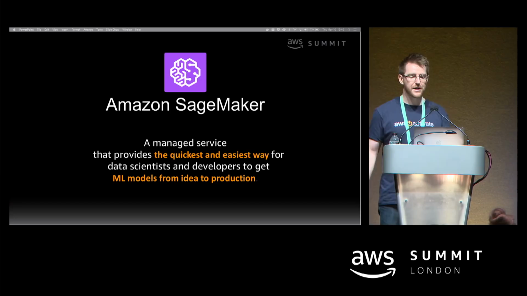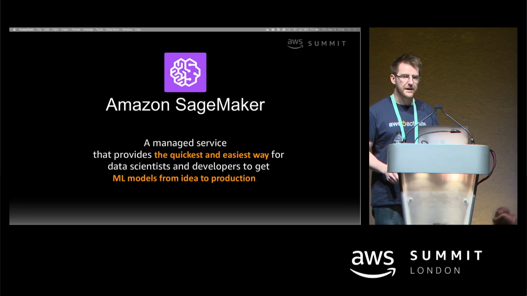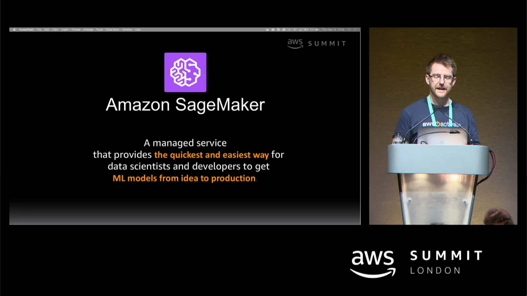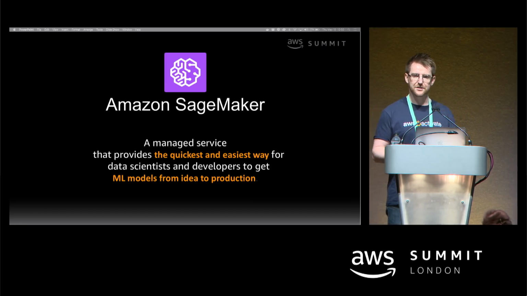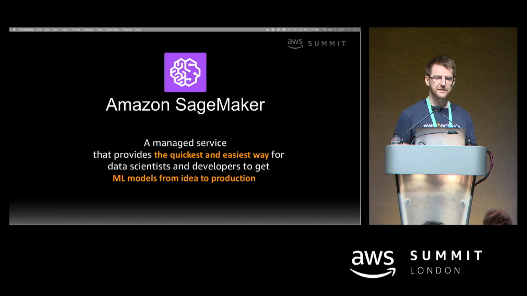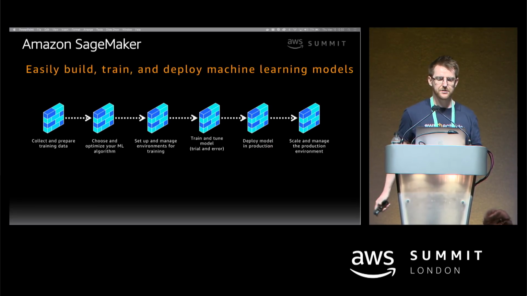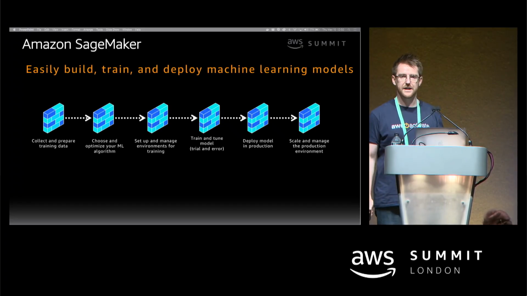And so this is where SageMaker comes in. SageMaker is really a managed service which is focused on providing the quickest and easiest way for both data scientists and developers to get started with machine learning and taking something from an idea through to production deployment. And it builds on this kind of pipeline that I mentioned before.